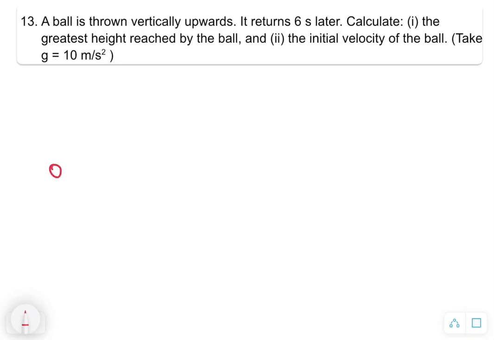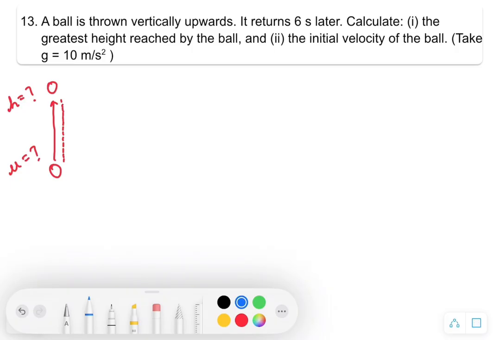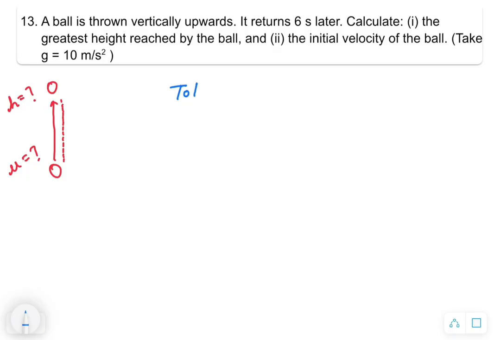A ball was thrown vertically upwards. It reached a certain height and then it returned to the ground. It would have been thrown with some initial velocity. The total time is given. Total time, let's say t, is 6 seconds. Acceleration due to gravity is 10 meters per second square.